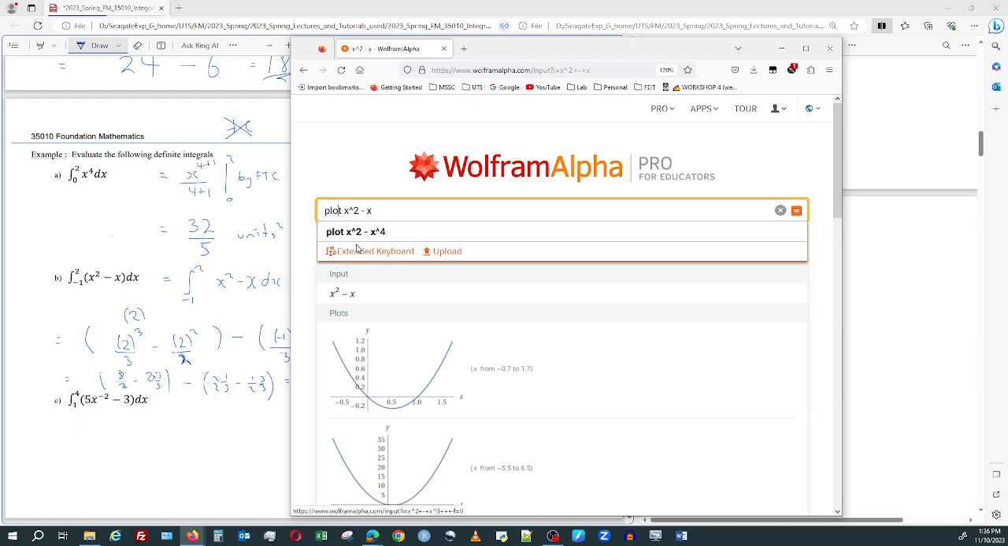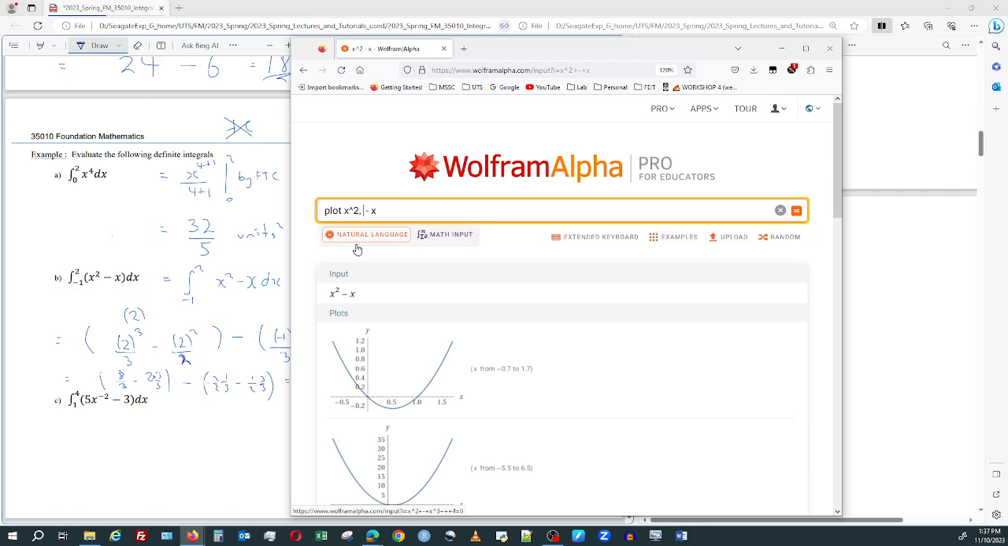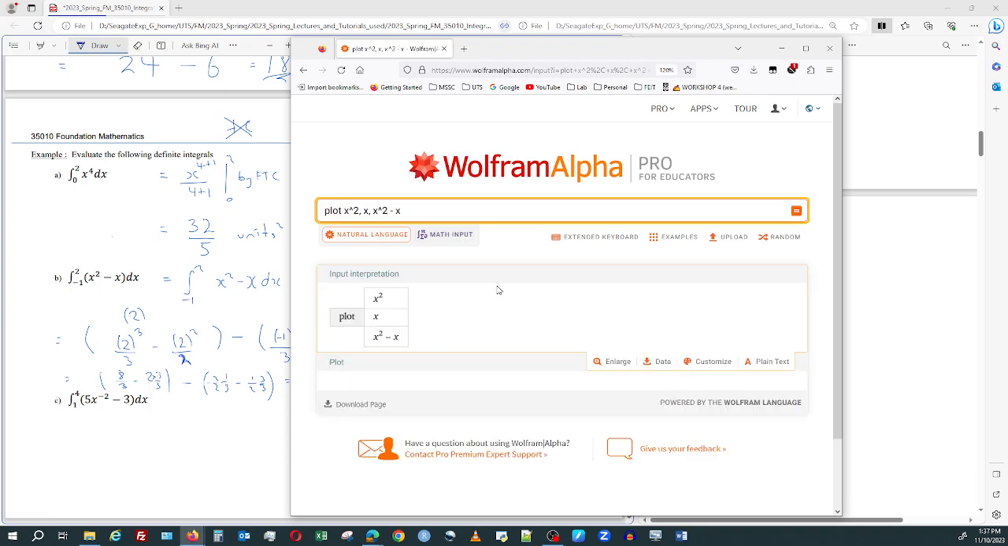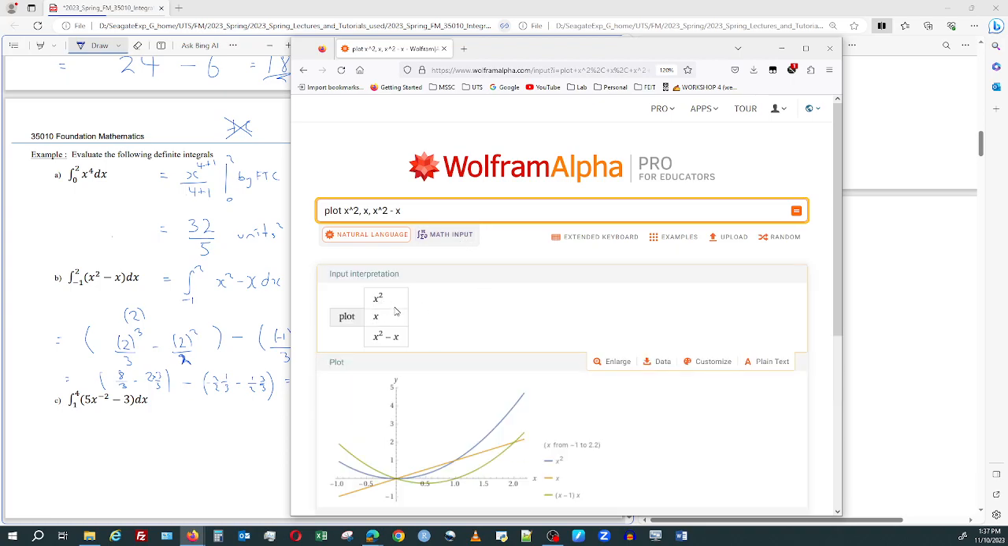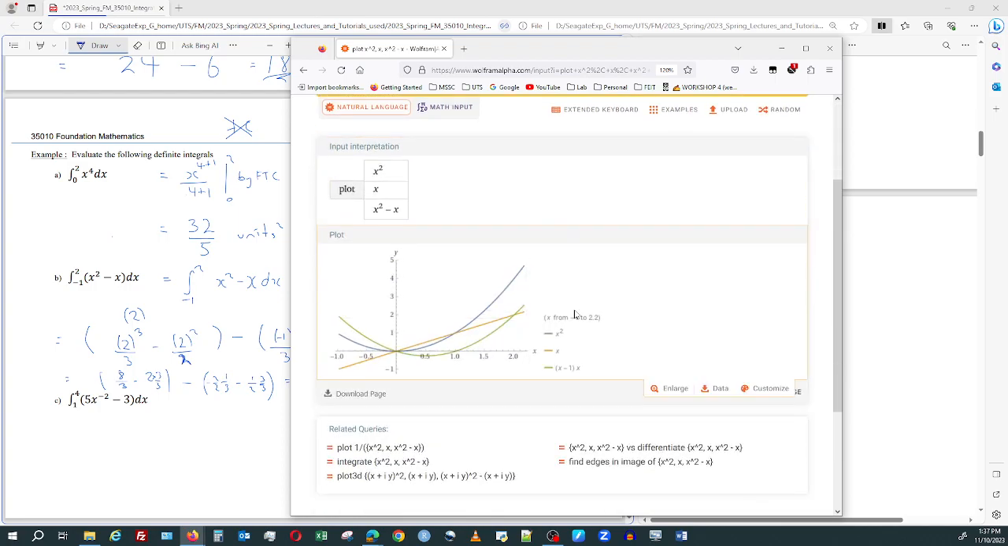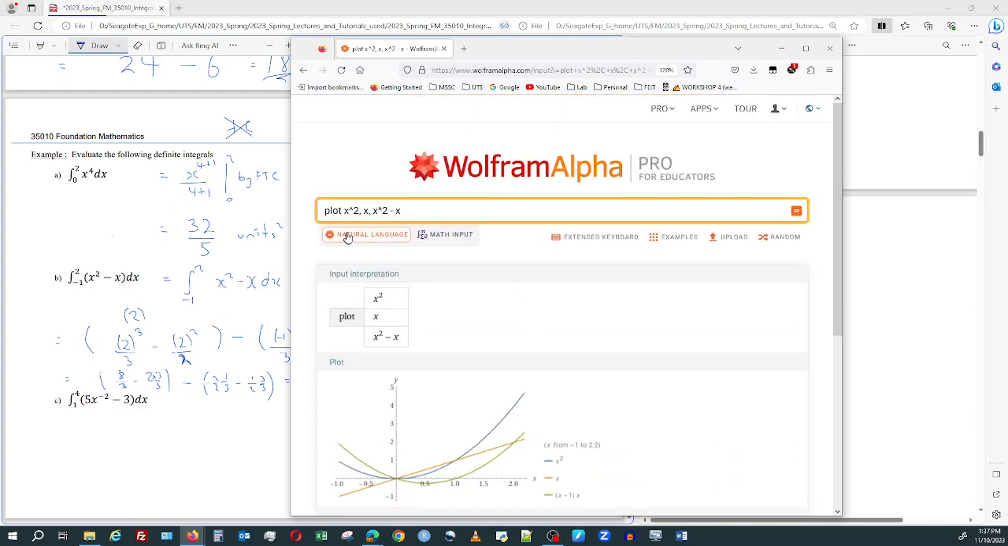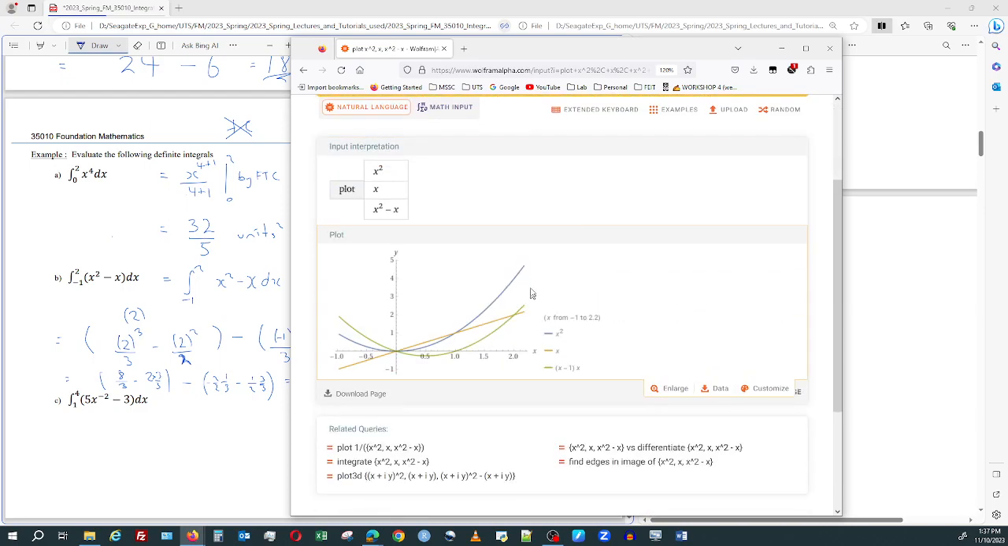Plot x squared, comma, x, comma, x to the power 2 minus x. Let's see what comes up with that. So we're plotting x squared, we're plotting x, and we're plotting x squared minus x. It gives you a sense of what happens when you do a mathematical operation of subtraction. There's our x squared, there's our x. If we subtract those two, we get the green one.